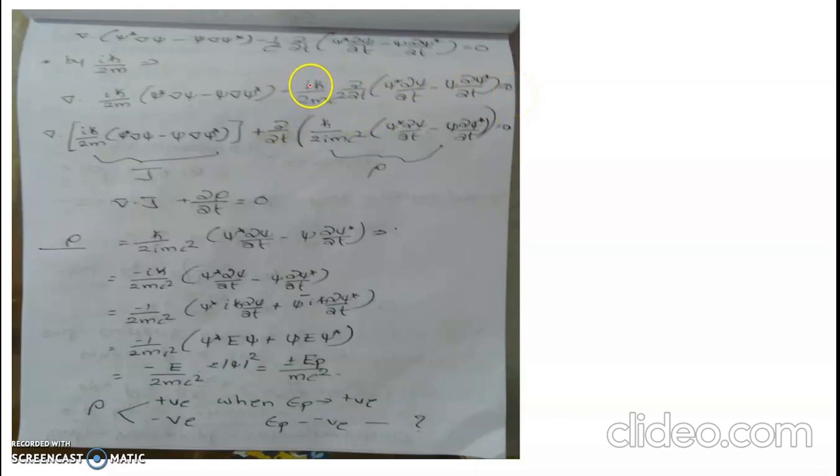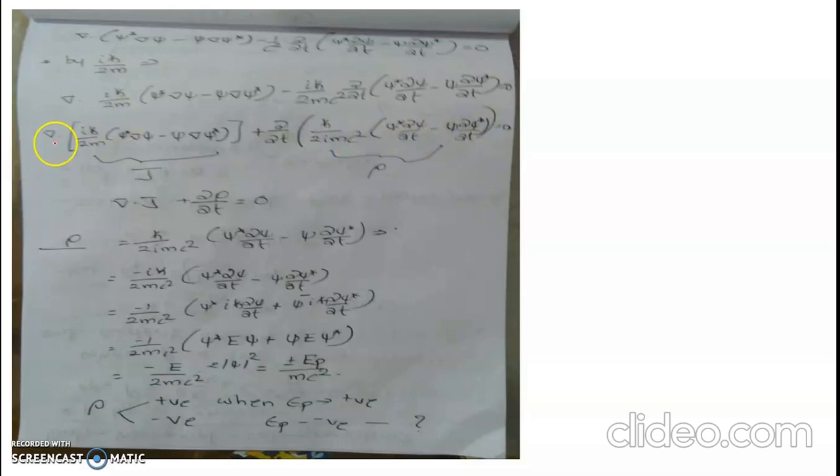Now here, i in the numerator can be taken to the denominator to make it positive. So we make it del dot iħ by 2m (ψ* grad ψ minus ψ grad ψ*) plus, we take the minus i in the numerator as plus i in the denominator. So we have a plus sign here. ∂/∂t of ħ by 2imc² into (ψ* ∂ψ/∂t minus ψ ∂ψ*/∂t).